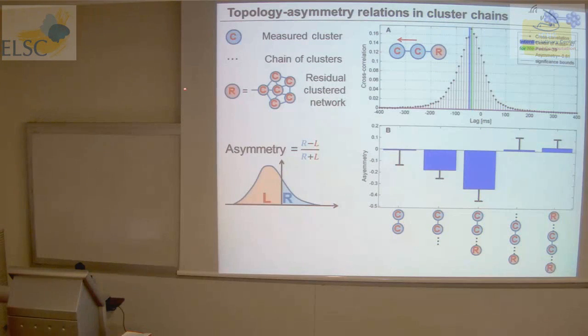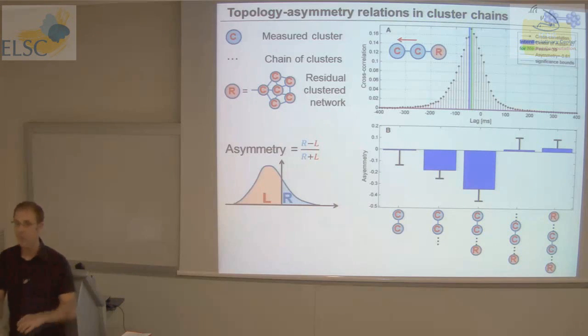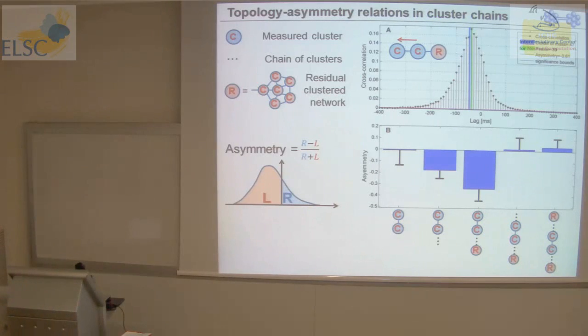Okay, so another thing that we can check is how the topology of the network influences the functional symmetry between pairs of clusters. So what we did here is we took pairs of clusters within a chain that are embedded in a larger network of clusters. We had coupled clusters, and we had chains which are marked here with those dots, and sometimes at the end of the chain we had these residual groups of clusters which are marked by the letter R. So here I show an example of this network where we have 2 coupled clusters which are coupled on the right by this large residual group of clusters.